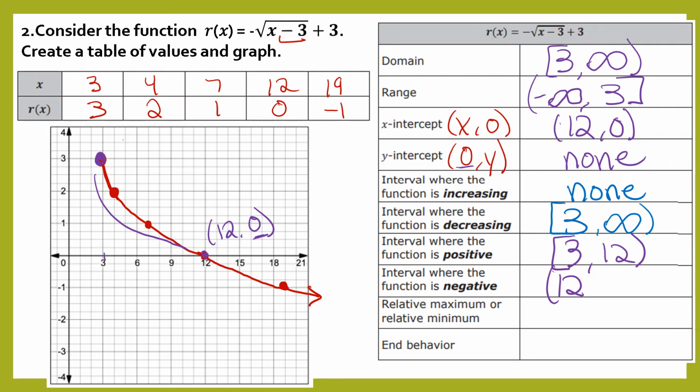Does the graph ever go above the x-axis again? No, it's always going to be negative. So the x values are going to positive infinity. So the y values are below, but the x values are getting bigger, so we're going to say positive infinity.